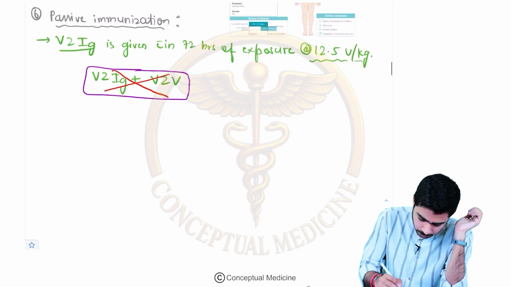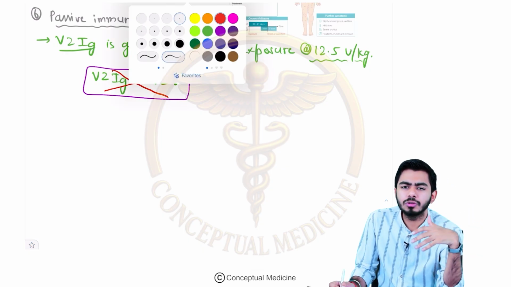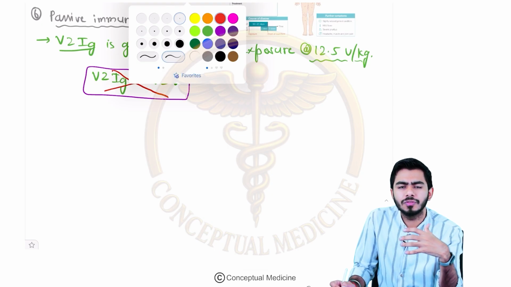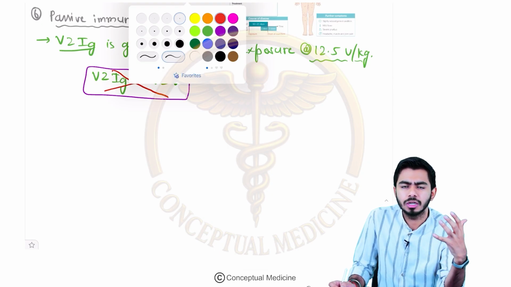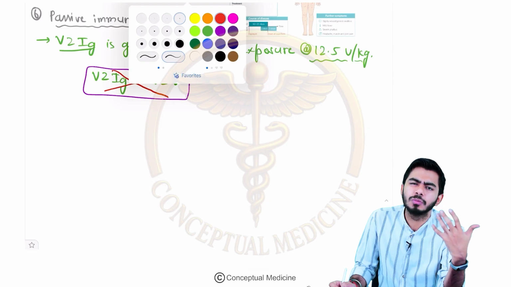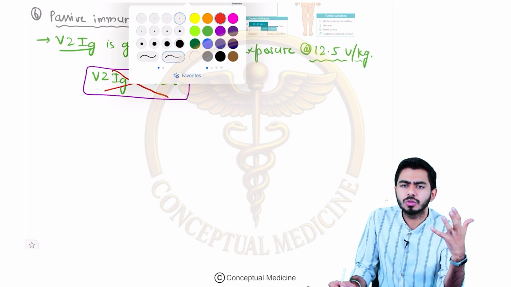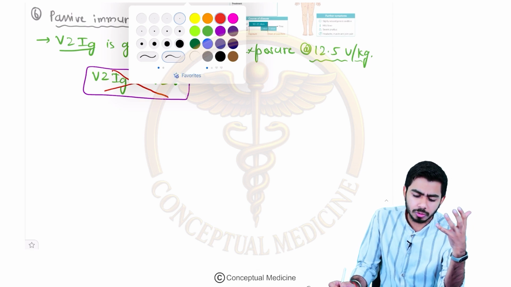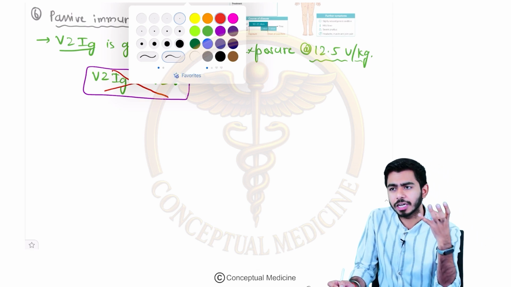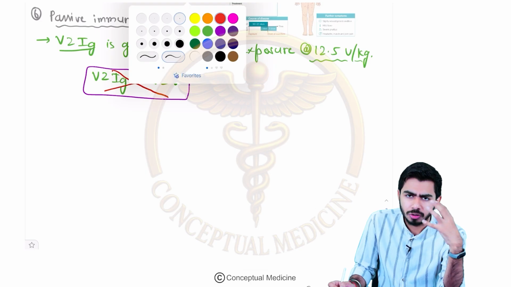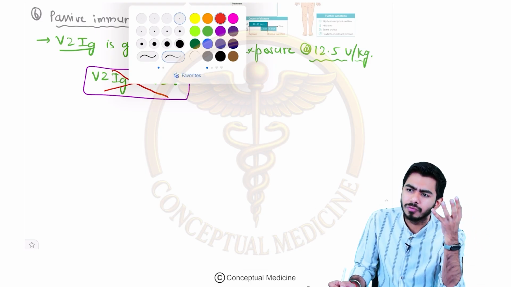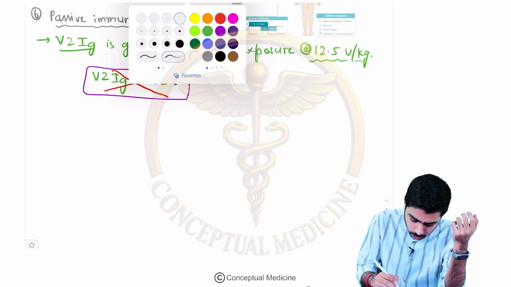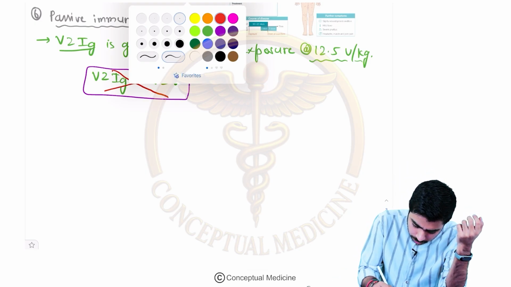Fine, guys. Next point: what are the indications? In what kind of person might we opt for passive immunization? In patients who are already immunocompromised, patients infected with HIV, or pregnant females with exposure to chickenpox. In those cases, we might go for passive immunization, for the varicella zoster immunoglobulin.